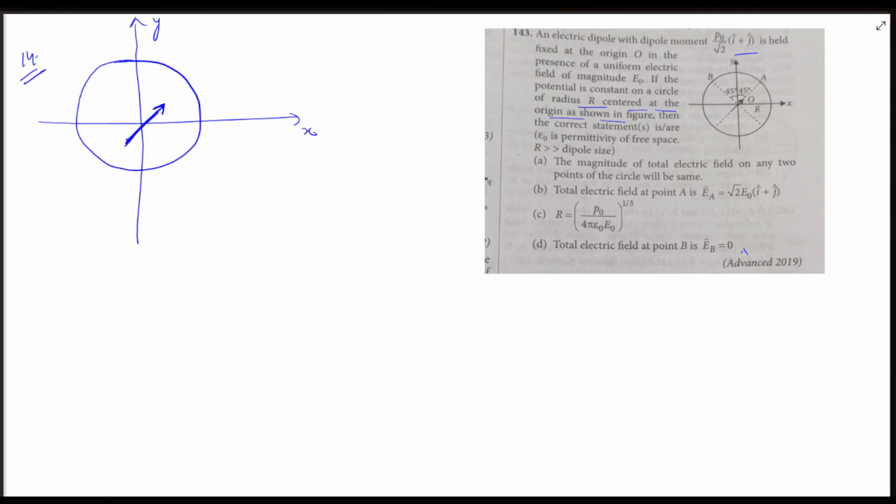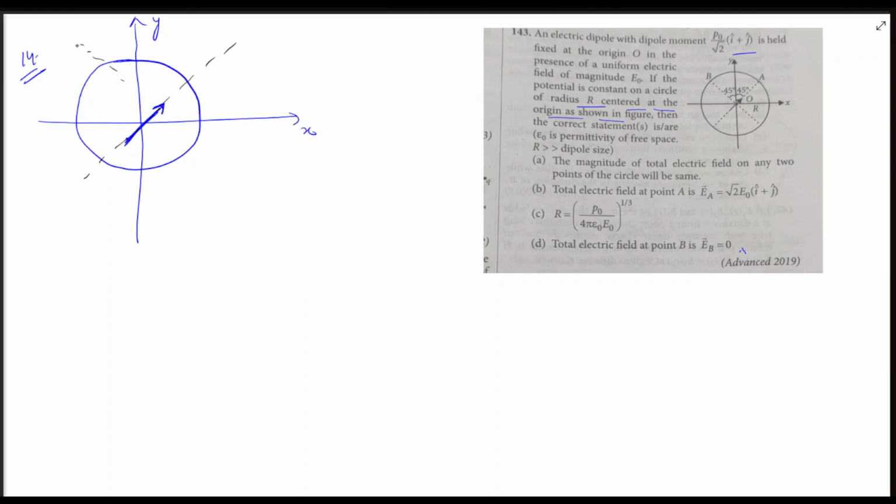right? And we have these two. This is point A and this is B. And both are at 45, 45. So they are at 90 degrees. Okay, and this is our P vector. Now this dipole moment is placed in a uniform electric field E naught.